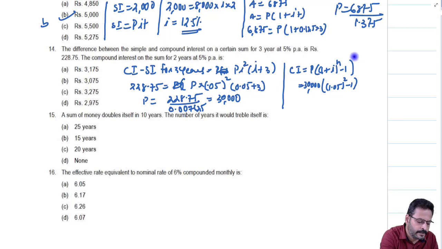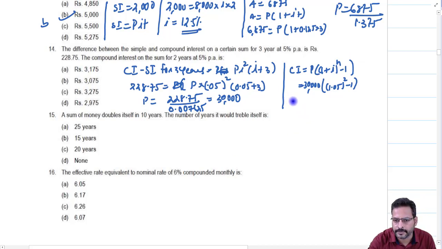1.05 into 1.05 minus 1 into 30,000 we get 3075. So compound interest will be 3075. Answer will be B.